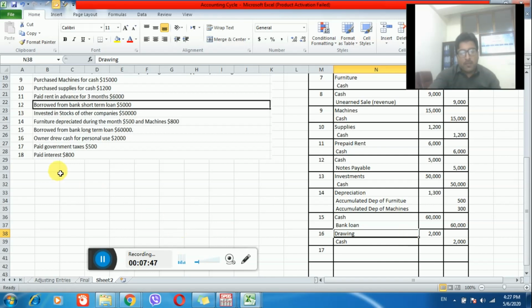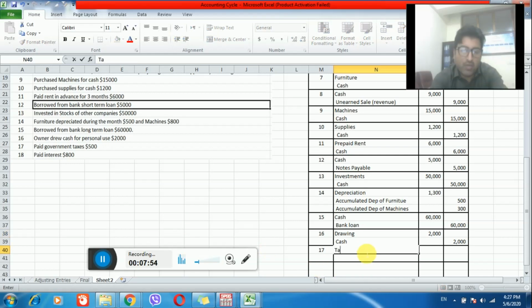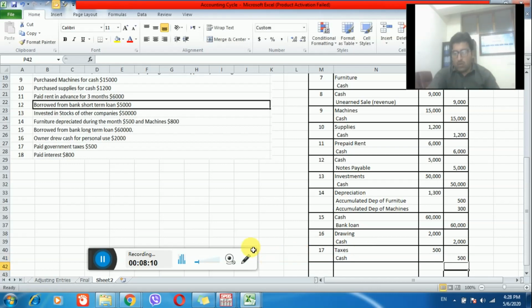So number 17, paid government taxes. The taxes, that is our expense, is an increase in expenses, debit. So we say taxes account debited, right? And what we have paid, cash, so cash account credit. So taxes $500 we debited, and cash $500 we credited. So I hope you got it, what we mean by taxes, that is expenses, increase, and cash, that is asset, decrease.